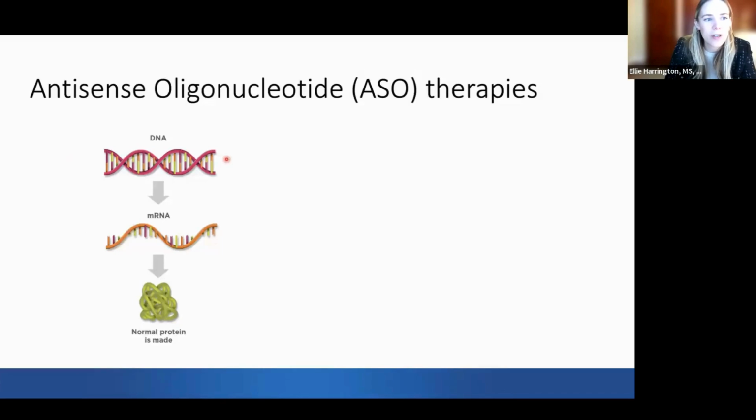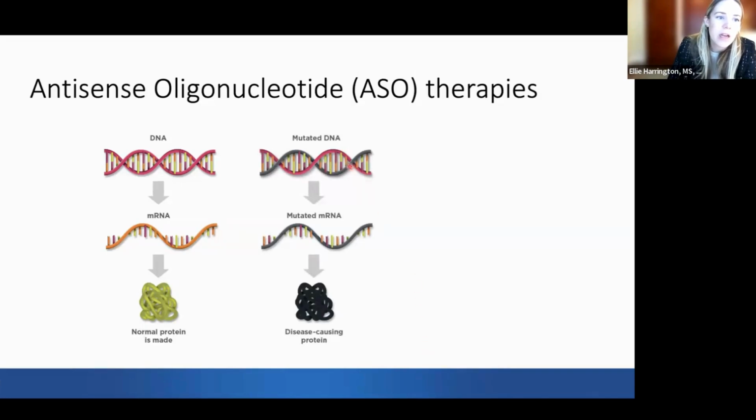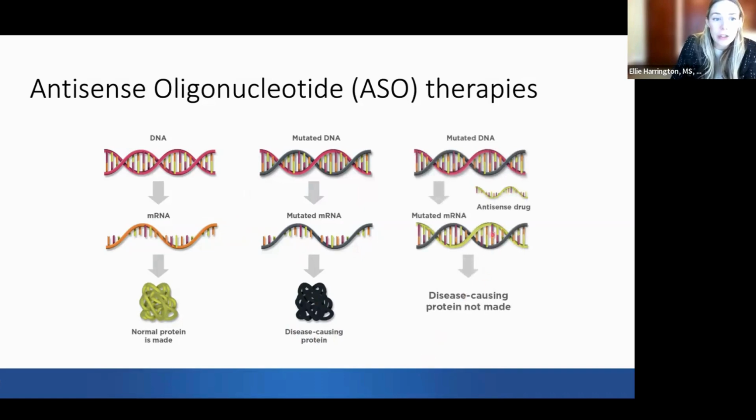Again, this is our DNA strand that's translated to messenger RNA, which creates a typical protein or function in our body. So that's what we reviewed in those first slides. When we have a mutation in our DNA, it creates mutated RNA and a disease-causing protein. ASO drugs are designed to target and latch on to your RNA strand. In many of the ALS-associated genes, they're toxic, and they're gain-of-function mutations. They create an abnormal toxic protein.